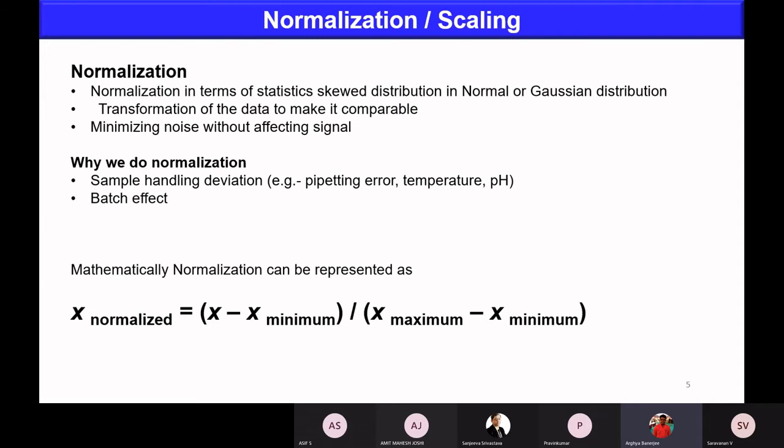Suppose it requires a temperature for incubation. Your sample requires a particular temperature for the experimental condition. If you don't maintain that temperature, it induces a deviation. Similarly, the pH of the buffers you use can also induce deviation. So these can all be brought onto a single platform, for sample handling deviation, by normalization.